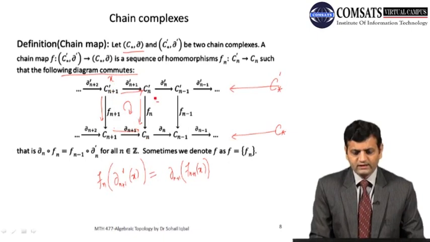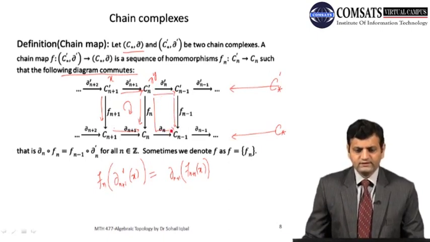Similarly there are many other routes. Once again, let's take y from here, follow this route or follow this route, and you should reach the same image. That's how we define chain maps between two different chain complexes.